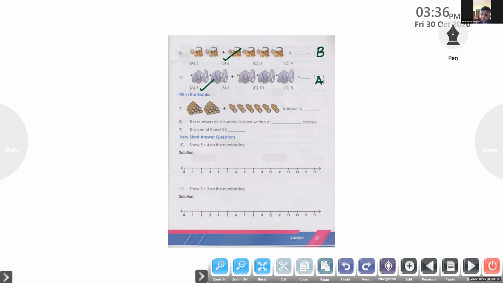Mitra, what about the next one? Filling the blanks. Question number 7. You can see logs of wood. So how many are there? You can see bundles of 10. How many bundles of 10? 2 bundles. 2 bundles of 10 means how many are there? 2 tens. 2 tens means total how much altogether? 2 tens will make 20.